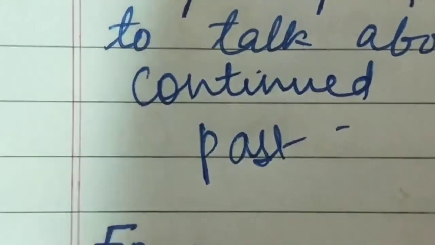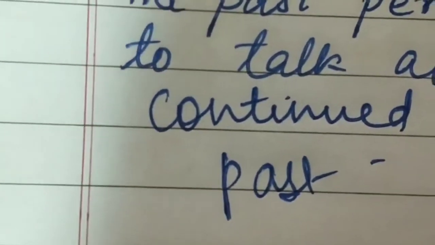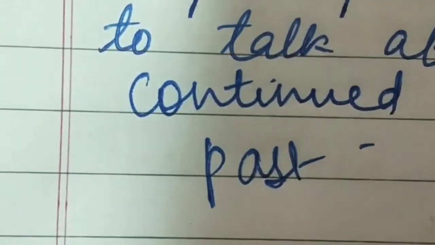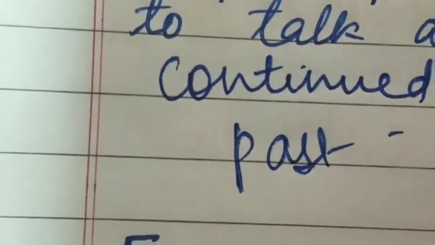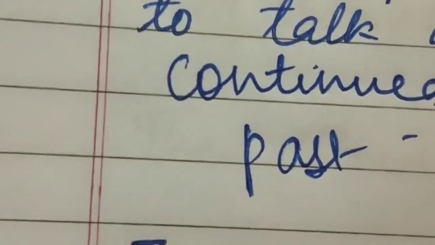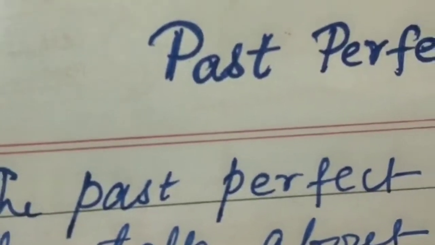Like, his back was sore because he had been working at the computer all day, or Mr. Khanna had been working in our office for 10 years when he suddenly resigned. The passengers had been waiting since morning for their flight to be announced. So these are some sentences in the past perfect continuous tense.